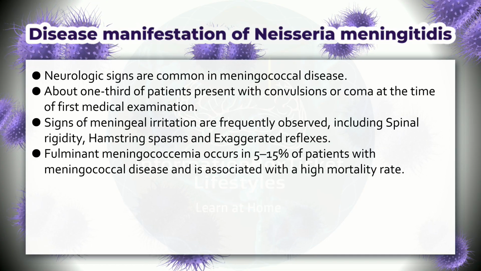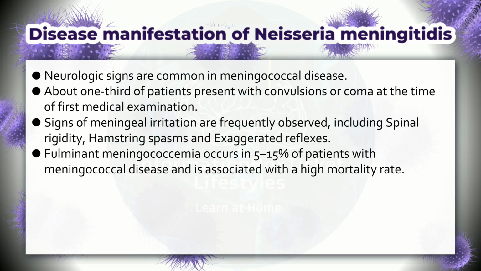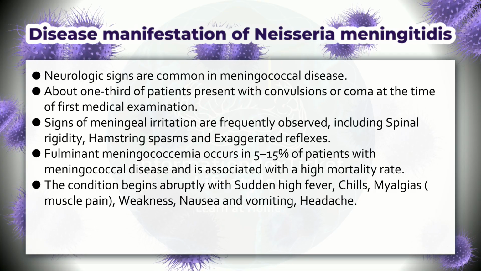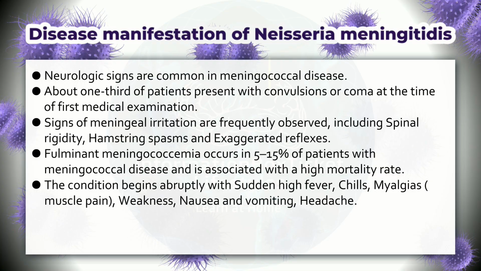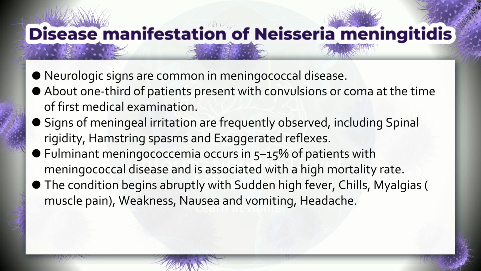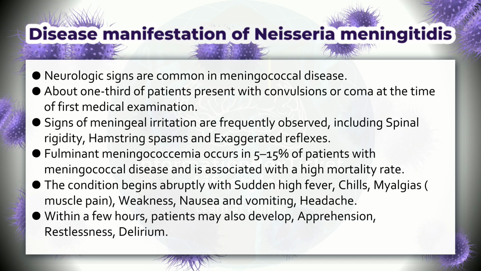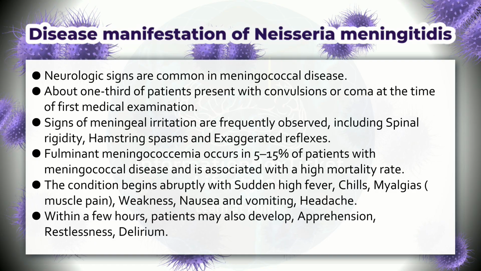Fulminant meningococcemia occurs in 5 to 15% of patients with meningococcal disease and is associated with a high mortality rate. The condition begins abruptly with sudden high fever, chills, myalgias, muscle pain, weakness, nausea, and vomiting, headache. Within a few hours, patients may also develop apprehension, restlessness, delirium.